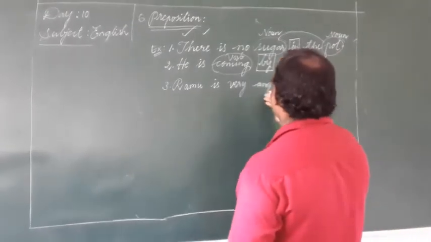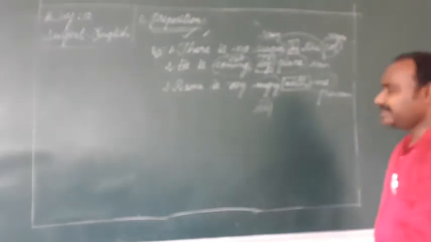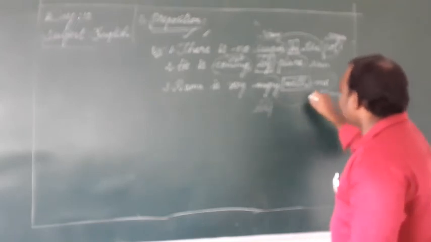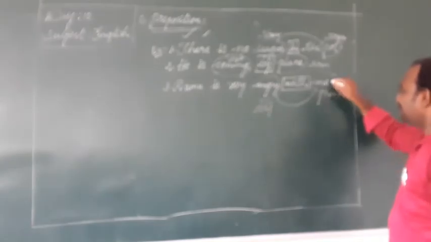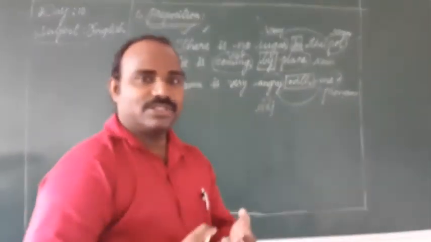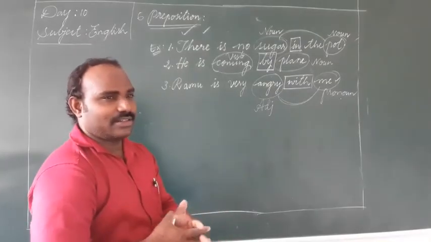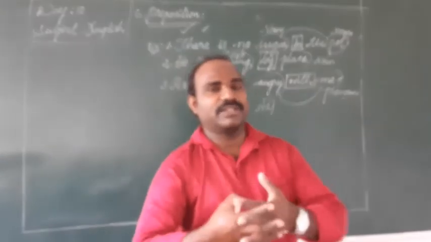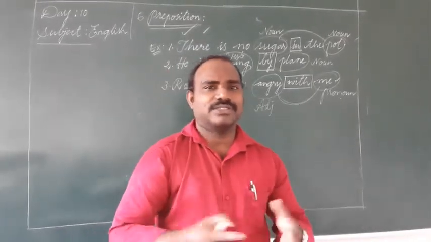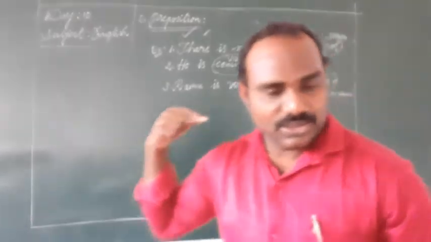In the third sentence, Ramu is angry with me. Angry is an adjective. Me is the personal pronoun. So here the preposition with shows the relation between the adjective angry and the pronoun me. Preposition is one of the 8 parts of speech that is used mostly before a noun or pronoun to show its relation with some other words in a sentence. Other words means a noun and noun, noun and pronoun, pronoun and noun, verb and adjective, adjective and noun, adjective and pronoun, vice versa. Do you understand? So this is what preposition means. Note down this one.